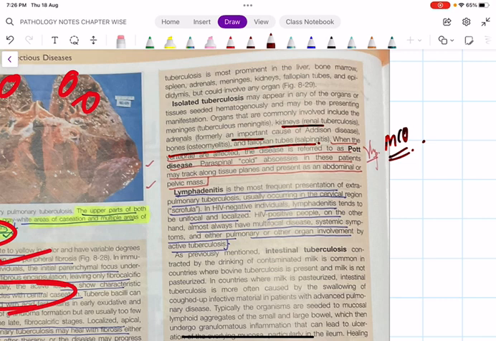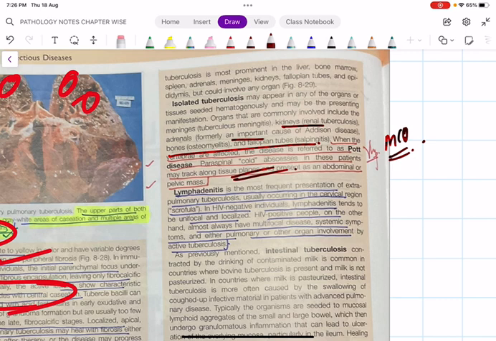I think it is in the 17th century. A person, I don't remember his full name, it is Percivall Pott, he actually described this. There will be cold abscess formation. Why is it called a cold abscess? In tuberculosis, the usual signs of inflammation will be completely absent in a tuberculous abscess. That is why it is called a cold abscess.